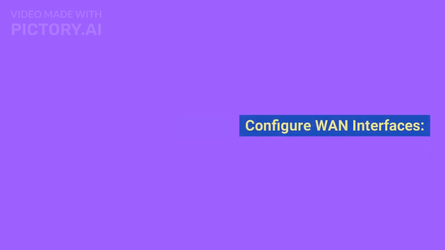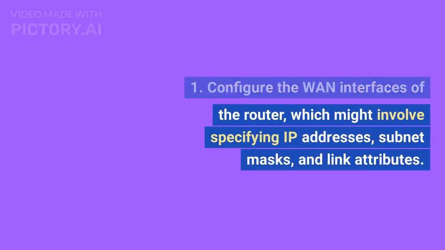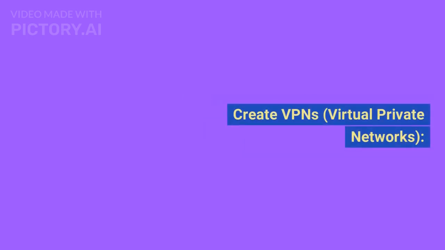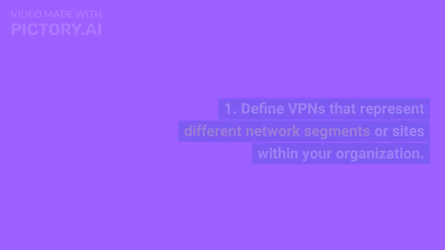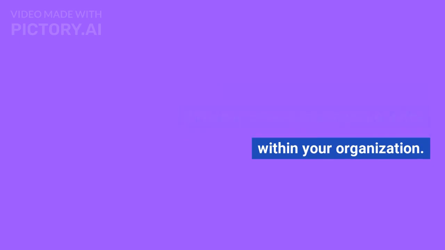Configure WAN interfaces. 1. Configure the WAN interfaces of the router, which might involve specifying IP addresses, subnet masks, and link attributes. Create VPNs, virtual private networks. 1. Define VPNs that represent different network segments or sites within your organization.